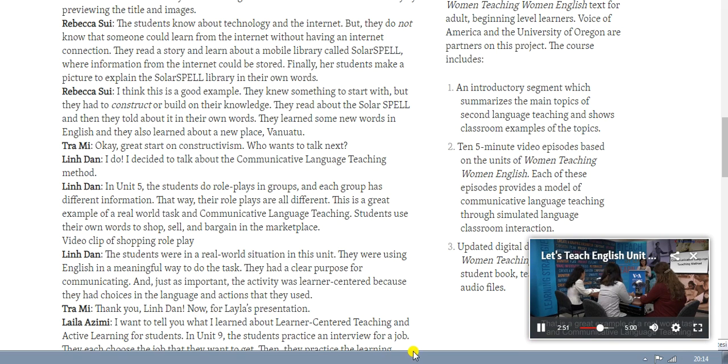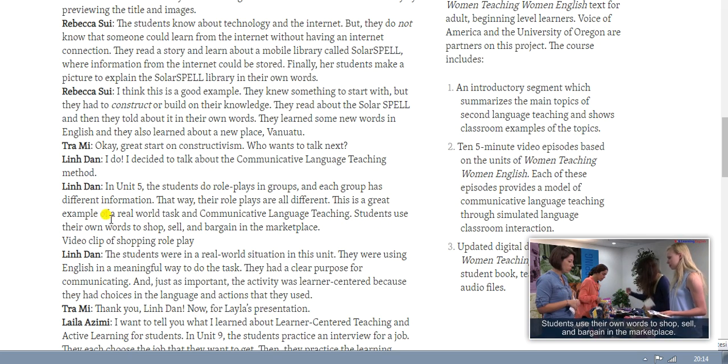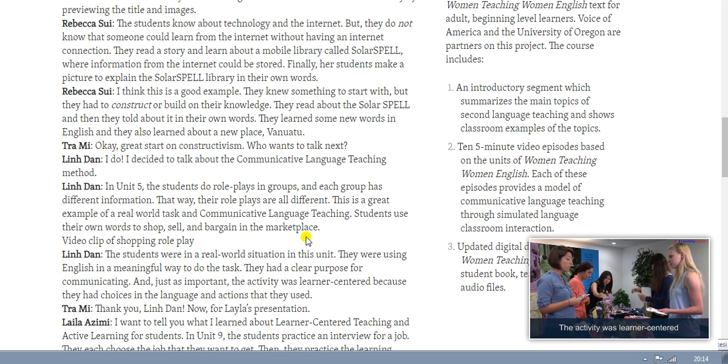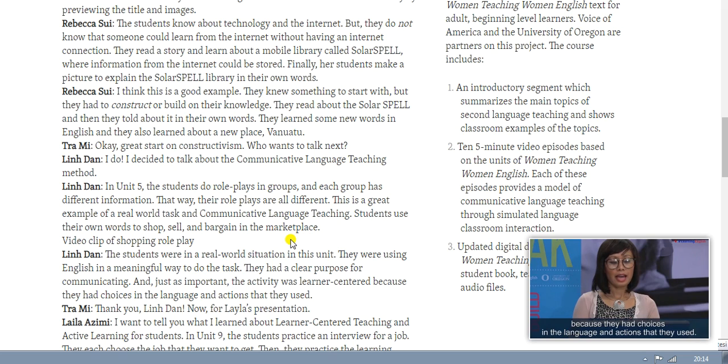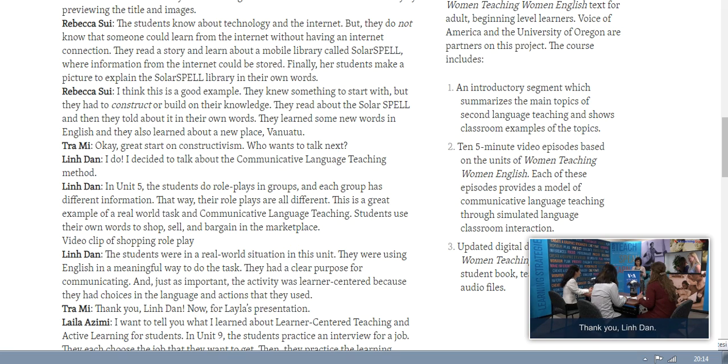This is a great example of a real-world task and communicative language teaching. Students use their own words to shop, sell, and bargain in the marketplace. The activity was learner-centered because they had choices in the language and actions that they used. Thank you, Linda. Now for Leila's presentation.